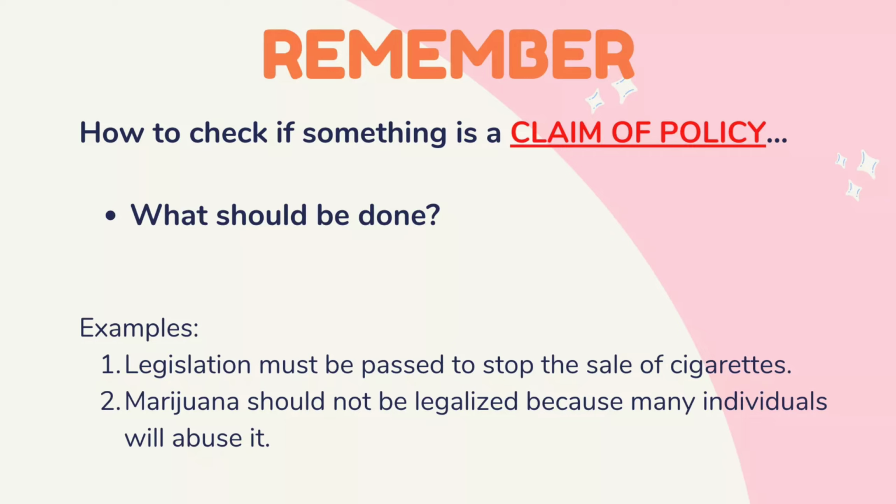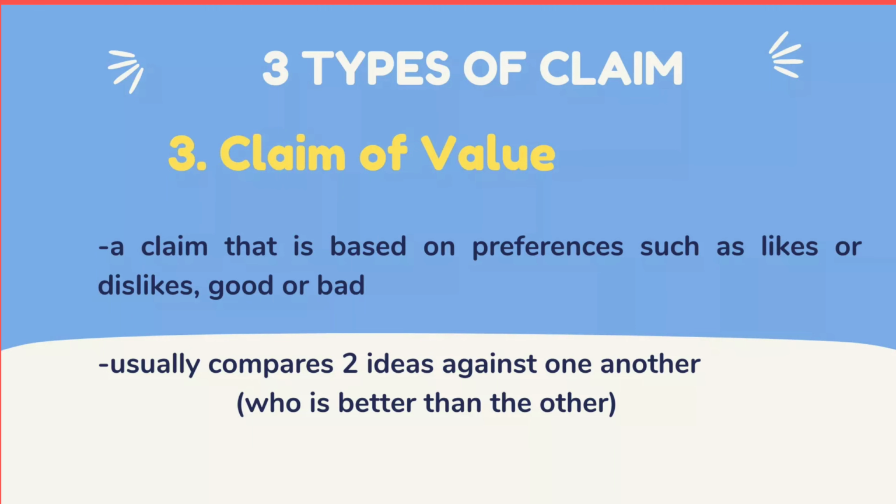How about the second statement? Marijuana should not be legalized because many individuals will abuse it. What should be done? Marijuana should not be legalized. Is it a claim of policy? Yes, it is. Congratulations! And the last type of claim is the claim of value.